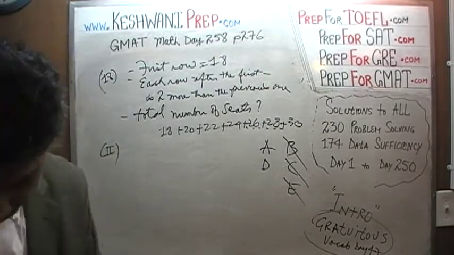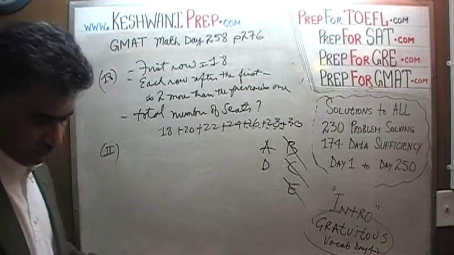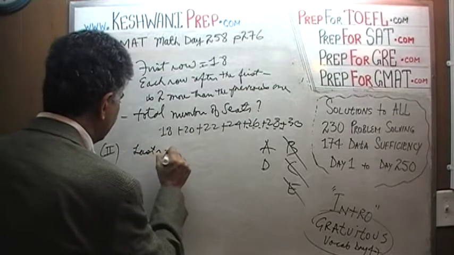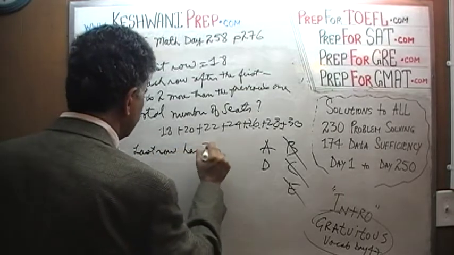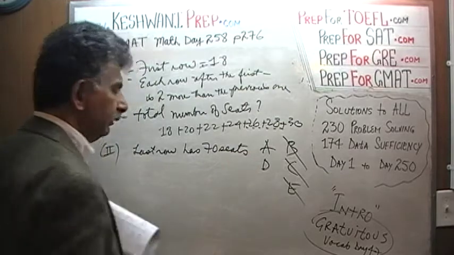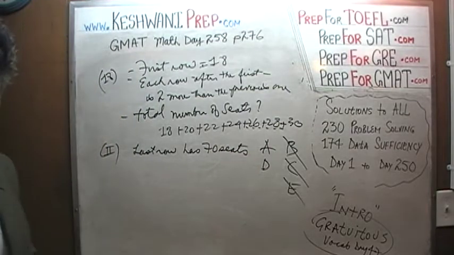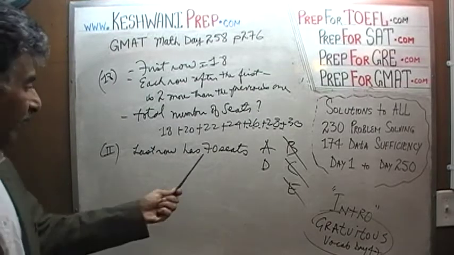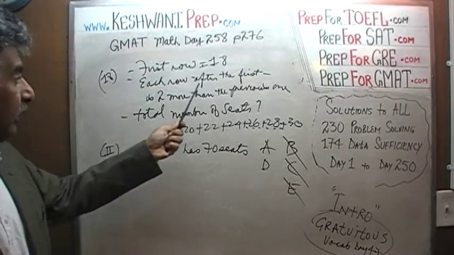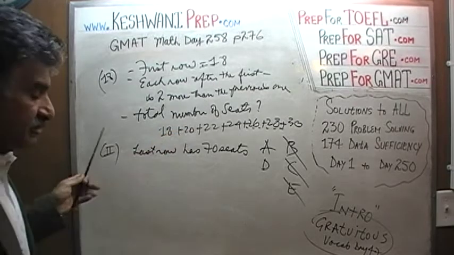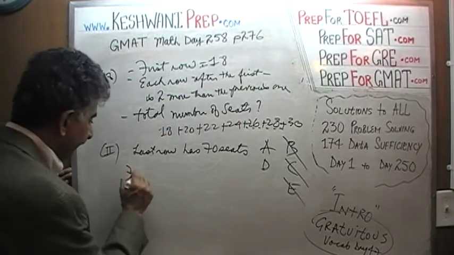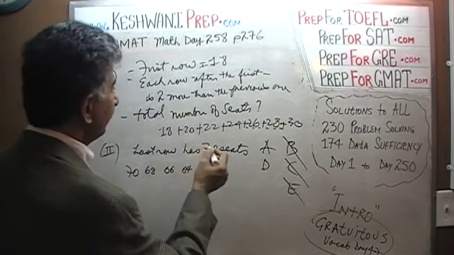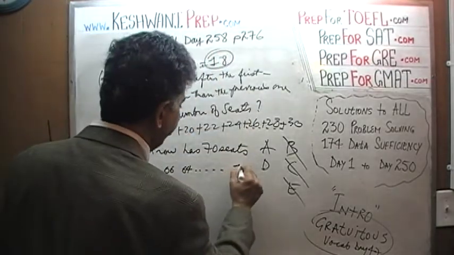Second statement. In the second statement, they tell us that the last row has 70 seats. Well, that's very straightforward. There is nothing to it. We have to figure out how many total seats are in the theater. If I know how many seats there are in the last row, and if we know that they go up by 2 each time, it's just a matter of working backwards. We start with 70, 68, 66, 64, and so on, until we get to the first row, which we're told is 18. There you go.